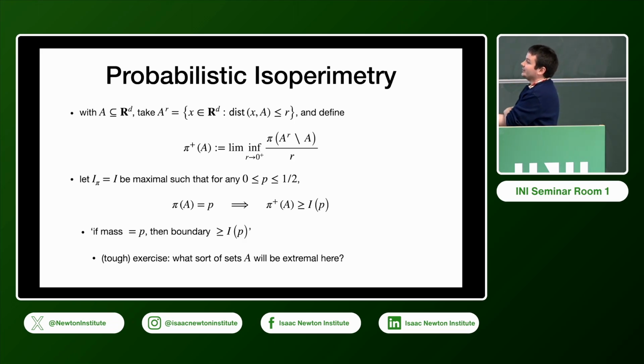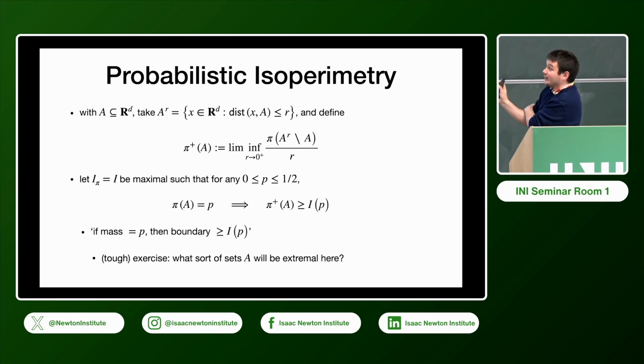So as I say, the way it's going to be used is we'll make statements of the form, if the mass is this, then the boundary is at least this. And a tough exercise to sit with for a bit, which I was not very good at when I first learned about this stuff, is to think about what sets A are going to be extremal in this inequality, what's going to make it saturate.